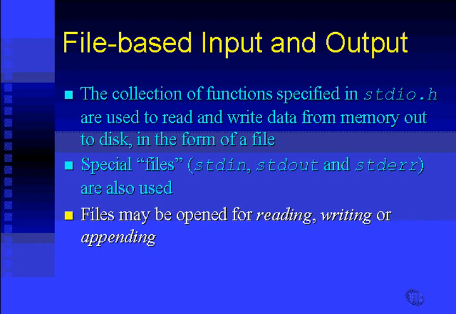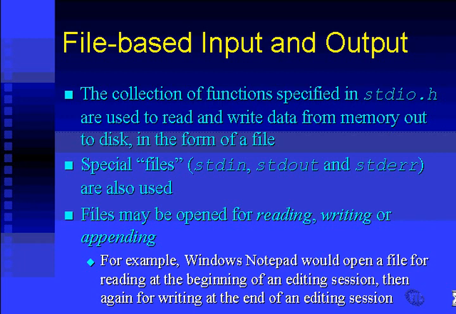Now, there are three ways that you can open the file, and they're specified here on the screen. You can open it for reading, you can open it for writing, or you can open it for appending. What does that mean? Well, think of Windows Notepad, a really simple text editor. And you want to open up a file, make some modifications to it, and save it, and then close Notepad. That's a pretty standard thing to want to do.